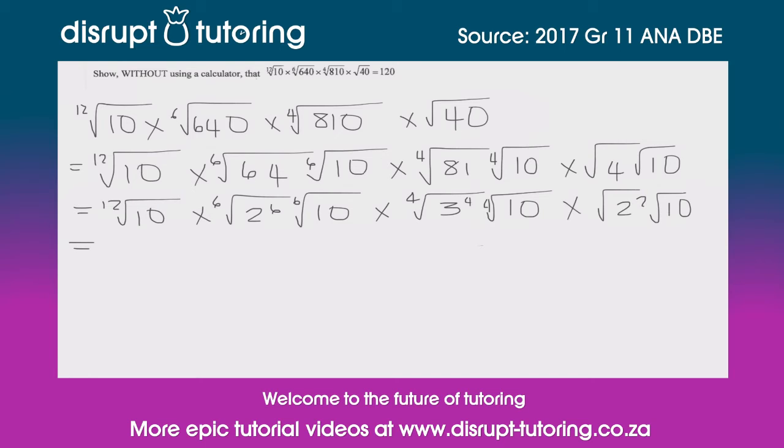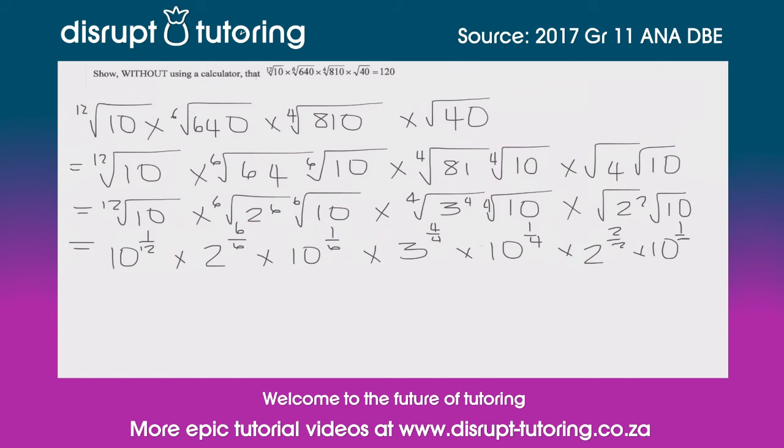I'm going to get rid of my surds now using the surd rule. So it's going to be 10 to the 1 over 12 times 2 to the 6 over 6 times 10 to the 1 over 6 times 3 to the 4 over 4 times 10 to the 1 over 4 times 2 to the 2 over 2 times 10 to the 1 over 2. Fantastic. All right, so let's see what we can do now. Do you notice we've got those tens?